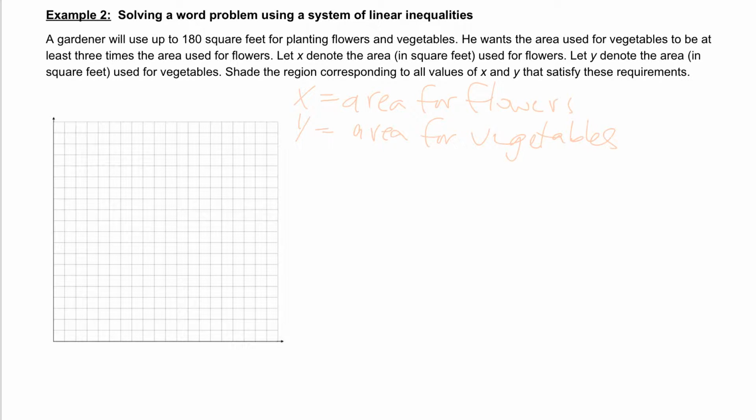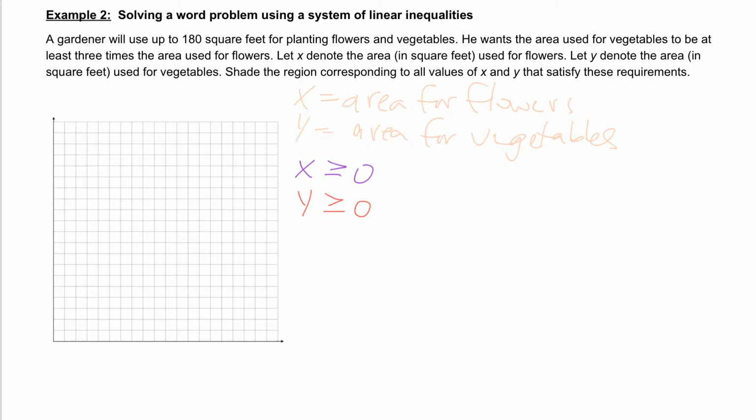Then what we have to do is come up with the inequalities that we want to write down. The first thing that we should notice is that our area for flowers and our area for vegetables can never be a negative number. And since it can never be a negative number, we have to let ourselves know that X always has to be greater than or equal to 0, and Y in this case also has to be greater than or equal to 0. We don't want those negative numbers to come up.